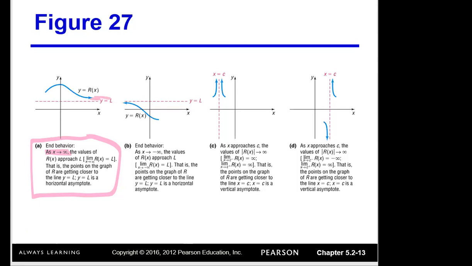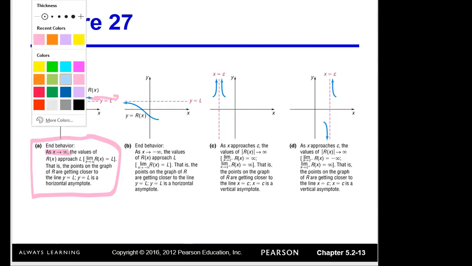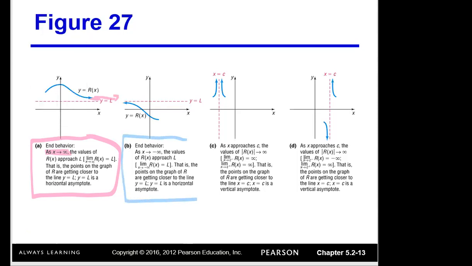This just keeps running alongside of it, but never touches it. So y is equal to, and they just use the capital letter L, whatever number that is. If that's 3 on the y-axis, y is equal to 3. And the same thing on this one, except now as x approaches negative infinity, and you can see it's pointing in the negative infinity direction, it keeps going in that direction, but it'll never pop above that dotted line. So that makes that a horizontal asymptote.